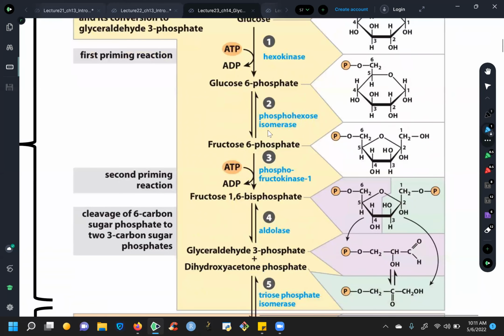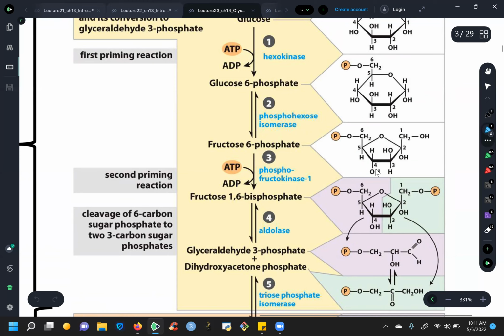Now, reaction number 2, phosphohexose isomerase. So an isomerase reaction just rearranges the molecule, and what it did is it moved the carbonyl from carbon 1 and put it on carbon number 2. So the whole structure changes.